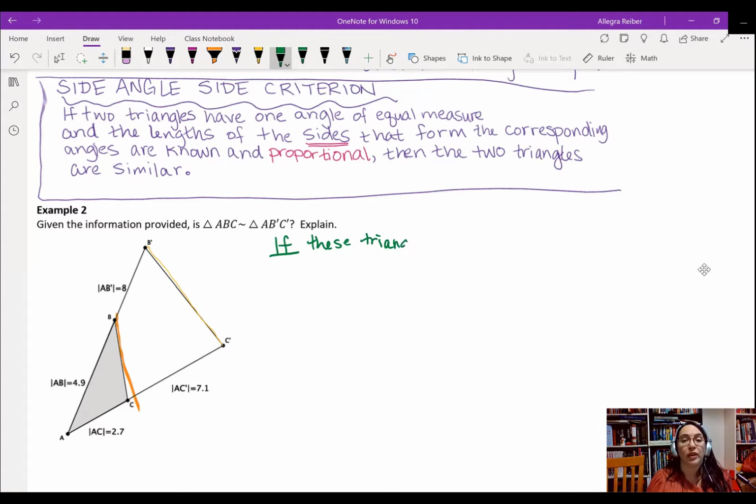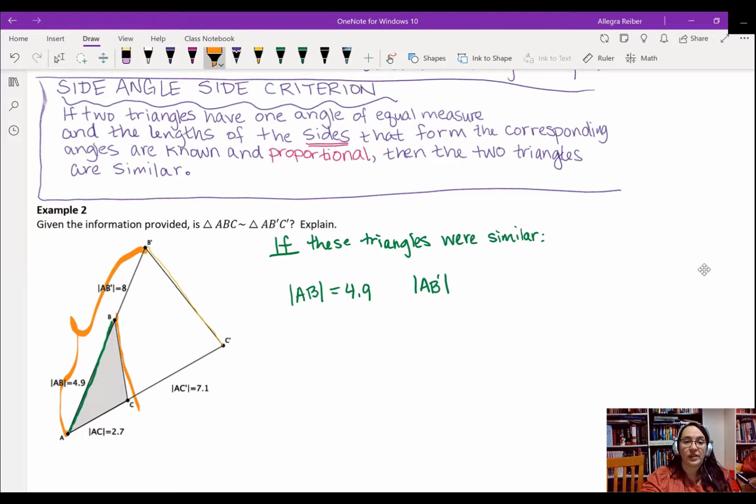Because if these two triangles were similar, then the ratio of all corresponding sides would have to be the same so that I had the proportionality. So I look at side AB's length and AB prime's length. That's 4.9 and 8. Consider what the ratio is between those two sides. This means I want AB prime divided by AB, those lengths, 8 divided by 4.9, to be equal to the ratio of the other two known sides. So I want to keep the bigger sides in the same triangle together.